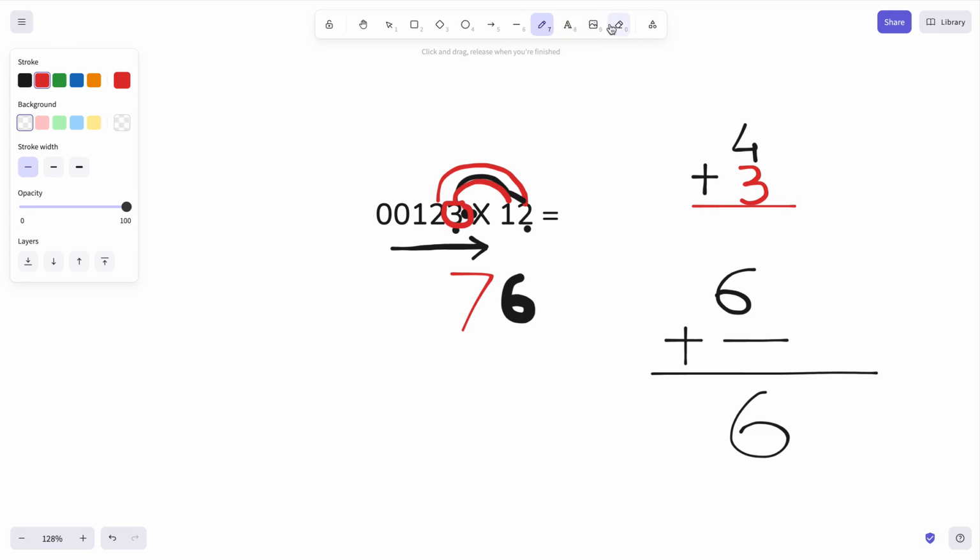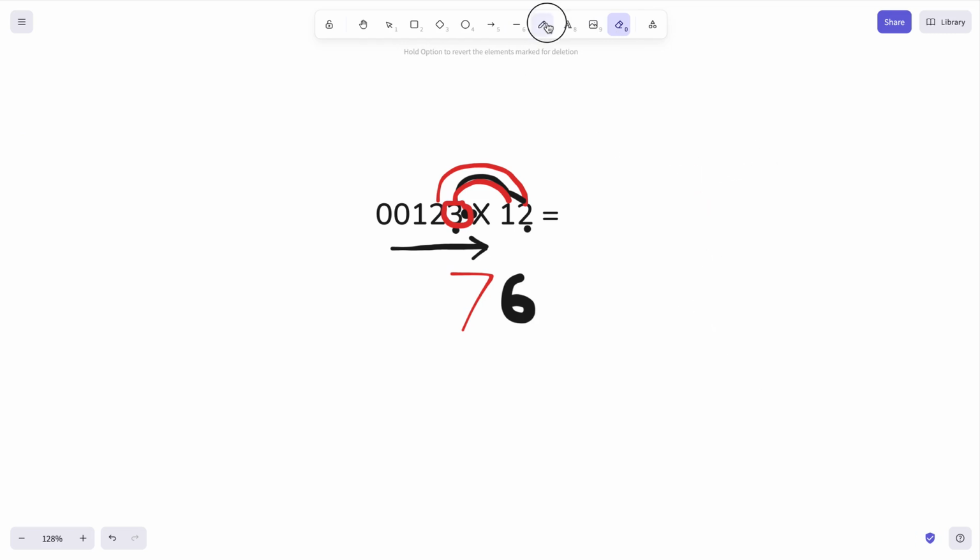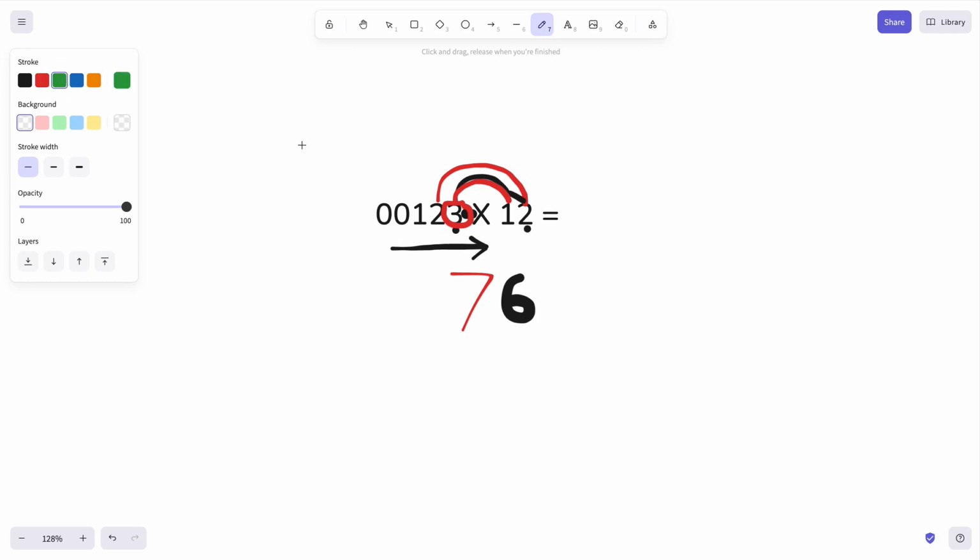Let me go ahead and erase this so that there is some room over here. Wonderful. Now let's go ahead and take another digit, 1. 1 twos are 2, and the neighbor of 1 on the right side is 2. So do 2 ones are 2. Okay, the total is 4.